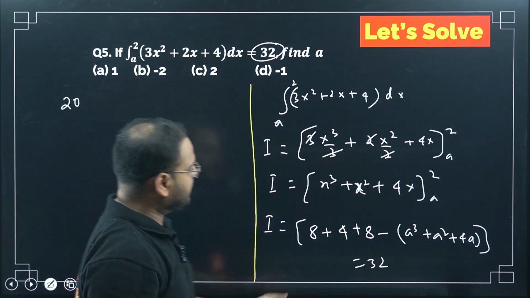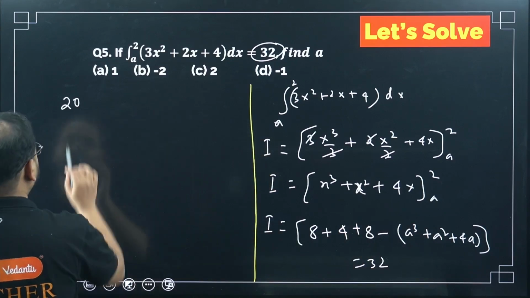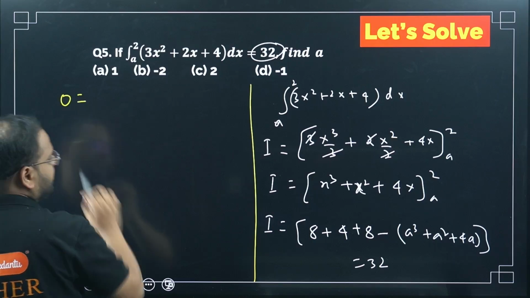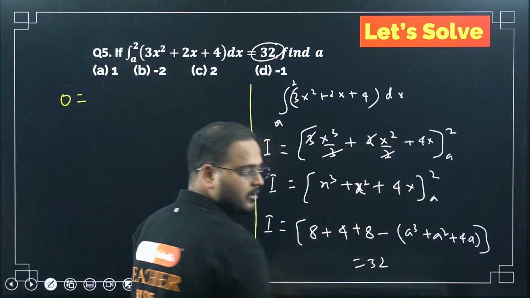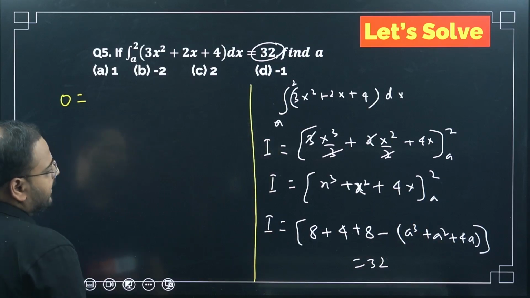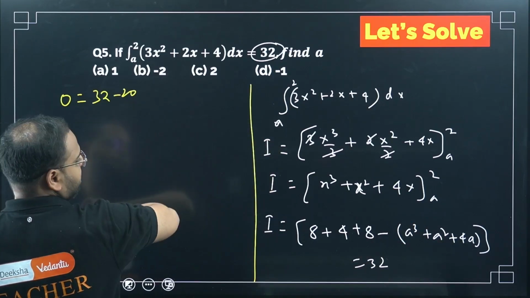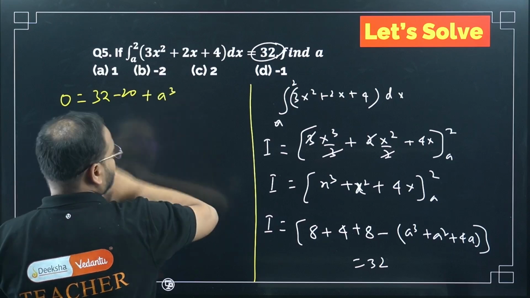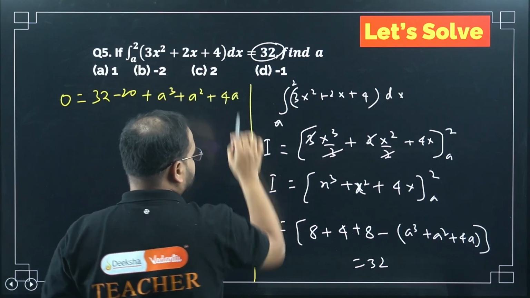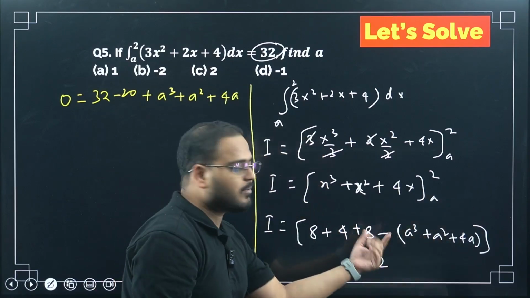Can I bring this 20? Everything I'll bring on one side only. So I'll put the LHS as 0, because I'm bringing this 20 on this side of the equal to sign, and this also I'll bring on this side. I'll get 32 minus 20 plus a cube plus a square plus 4a. I'm bringing everything, 20 also, on this side. Since it is negative, it will become positive.